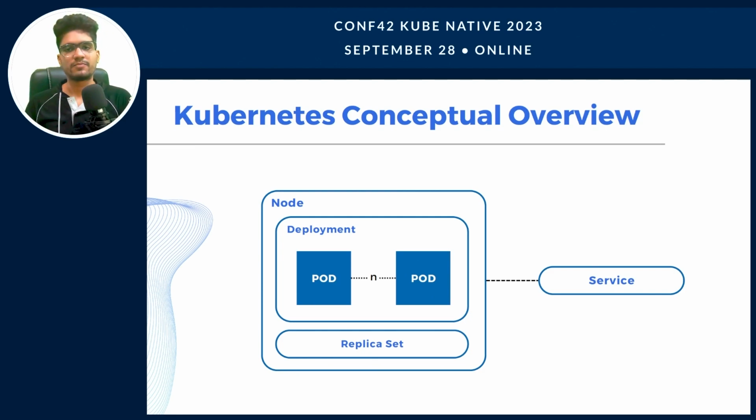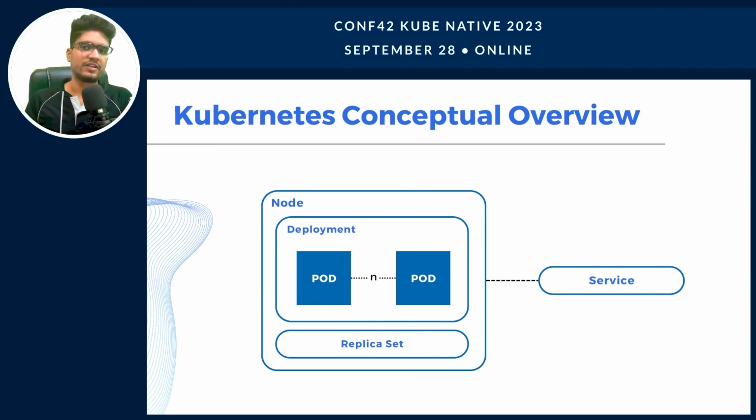Then next comes the deployment. So deployment is, you can say, a configuration that is related to your pods. So it has a lot of things you can configure. I won't be getting too much into that. Then next comes the pod itself. So pod is the smallest unit of abstraction that is created by Kubernetes. Basically, you can host one or multiple containers within a pod that is related to your application.